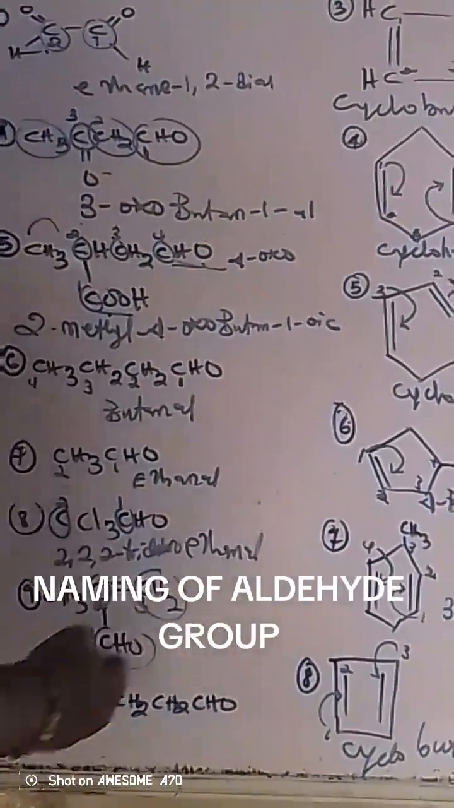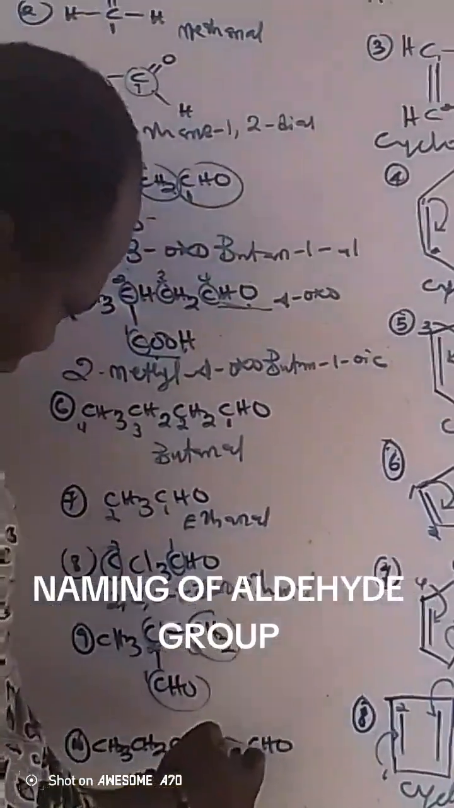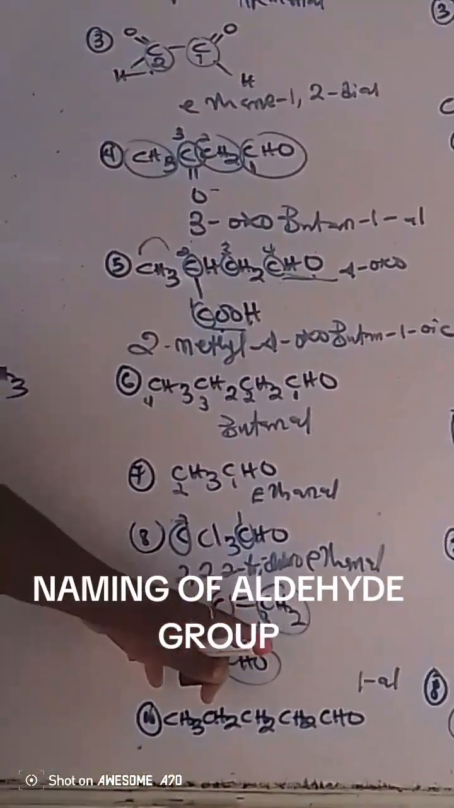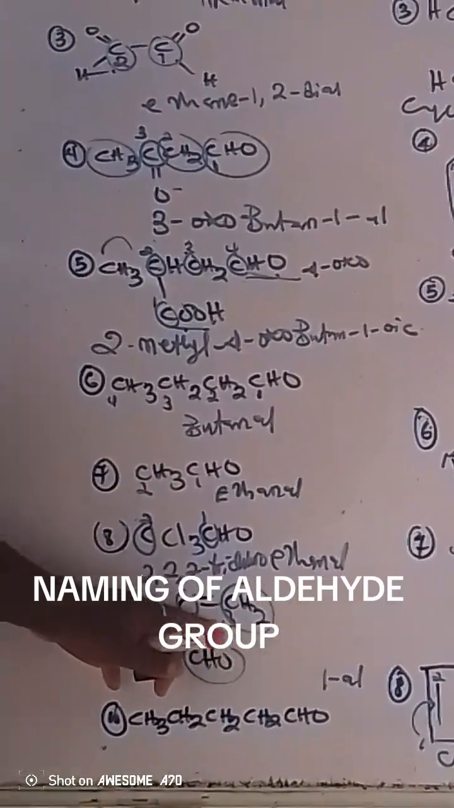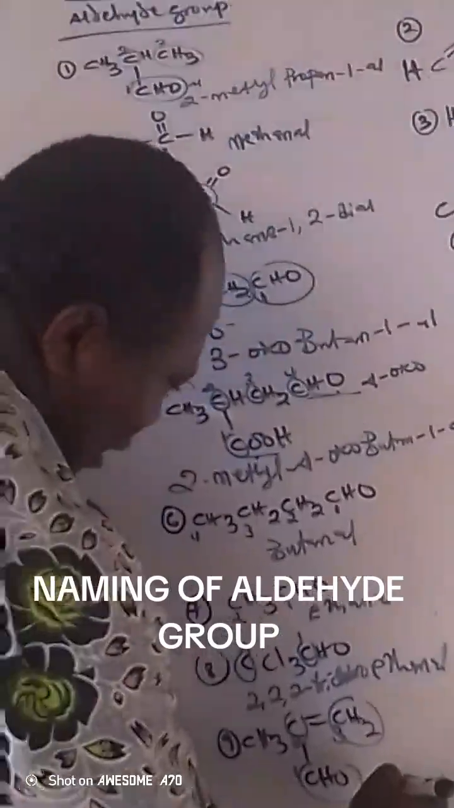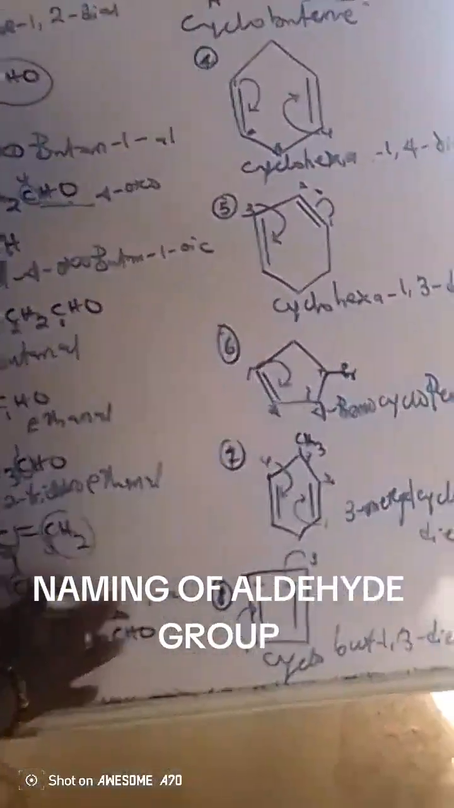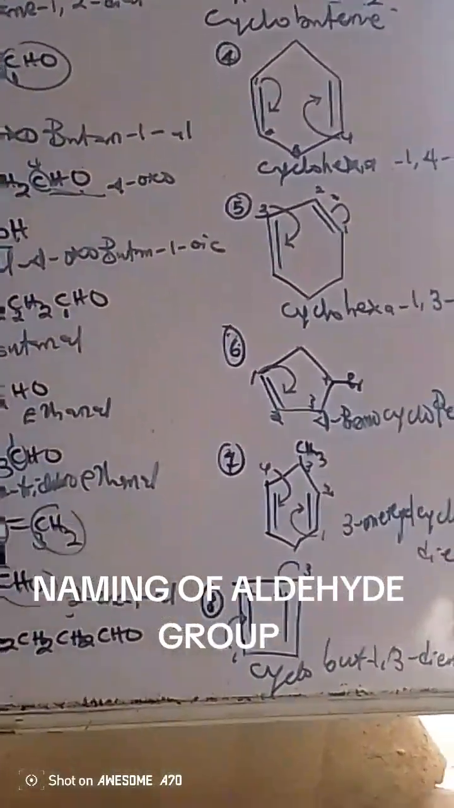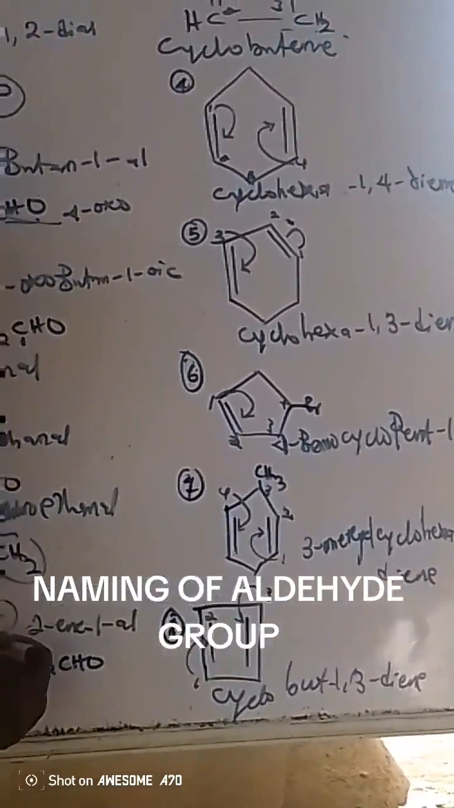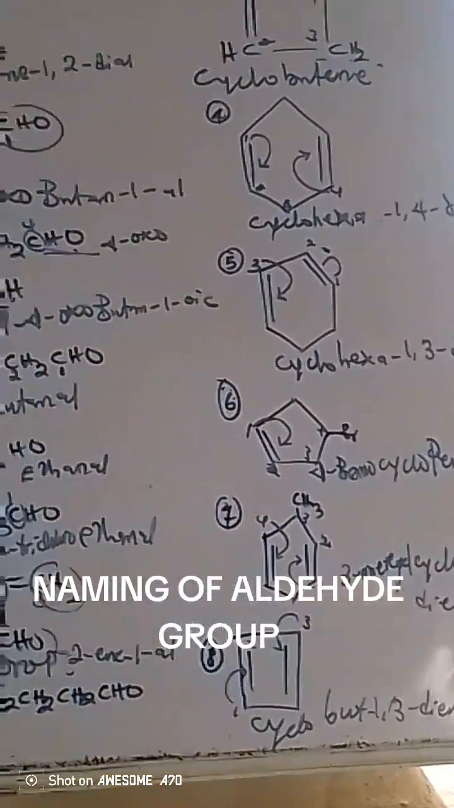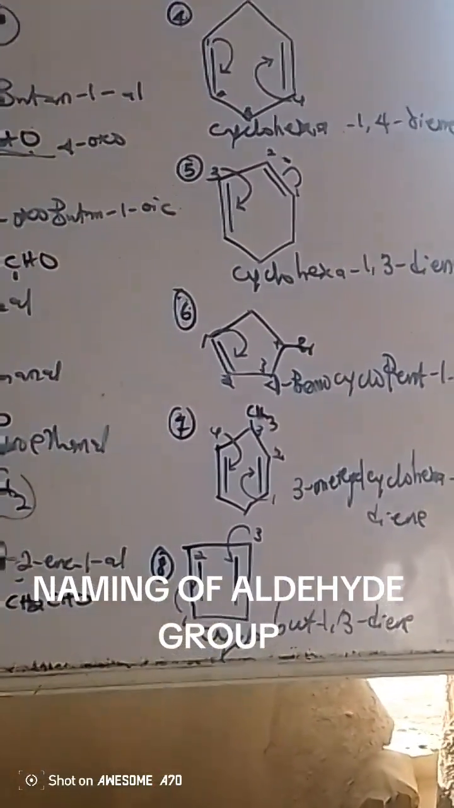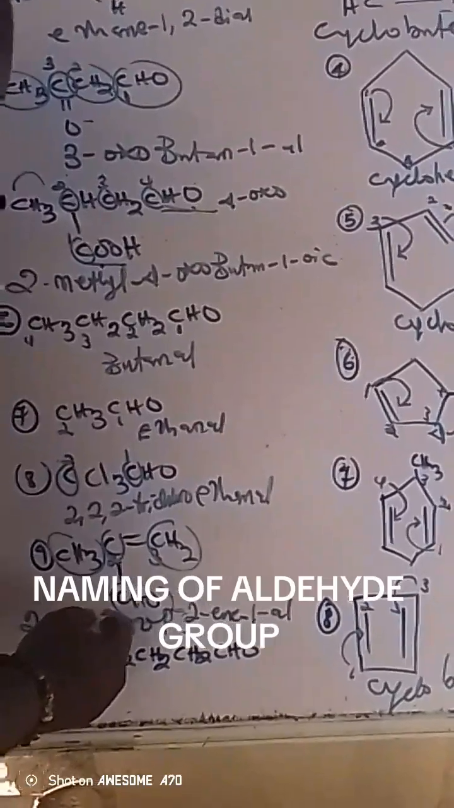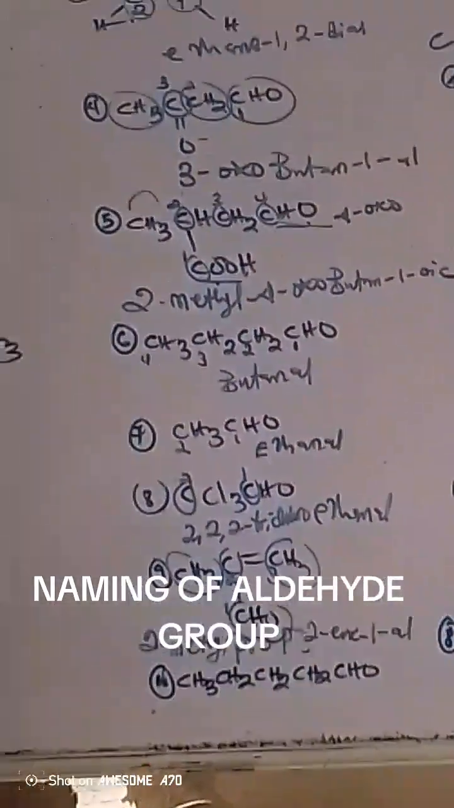Methane, ethane, propane. So the next is what? 1-al. Look at the other functional group. That is on carbon 2, so 2-ene. So prop-2-en-1-al. Now you have methyl here. The methyl is on carbon 2, right? Yes. So 2-methyl. That's how to name organic compounds as easily as possible.